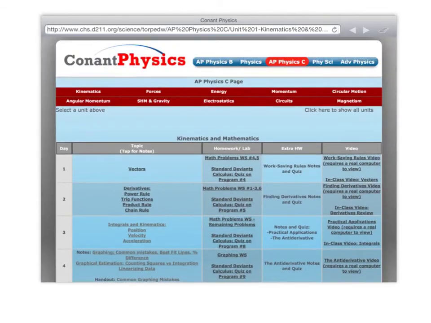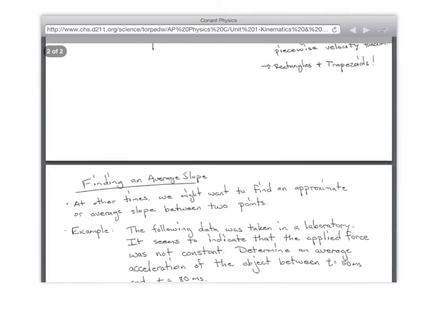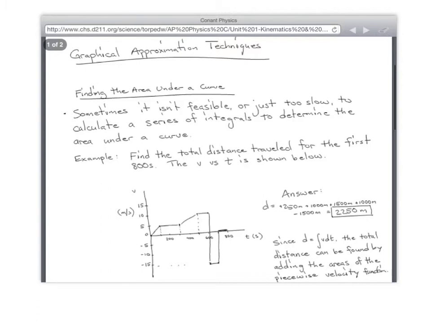Sound good? All right, so last little bit of today's lecture is sometimes we'll have a bunch of data, and that data might not be some nice, simple function. For example, you might have some data that looks like that. And I might ask you, what's the total distance traveled for the first 800 seconds? What do you do?